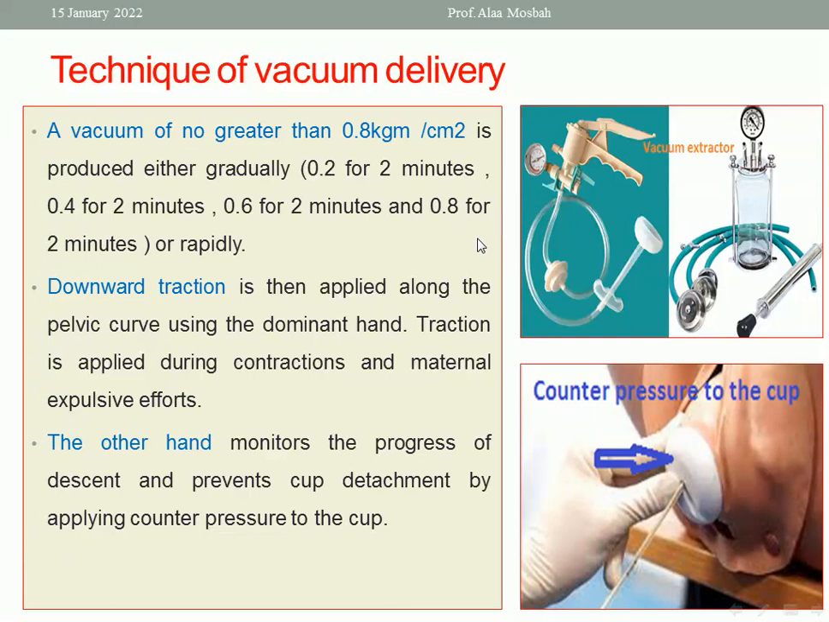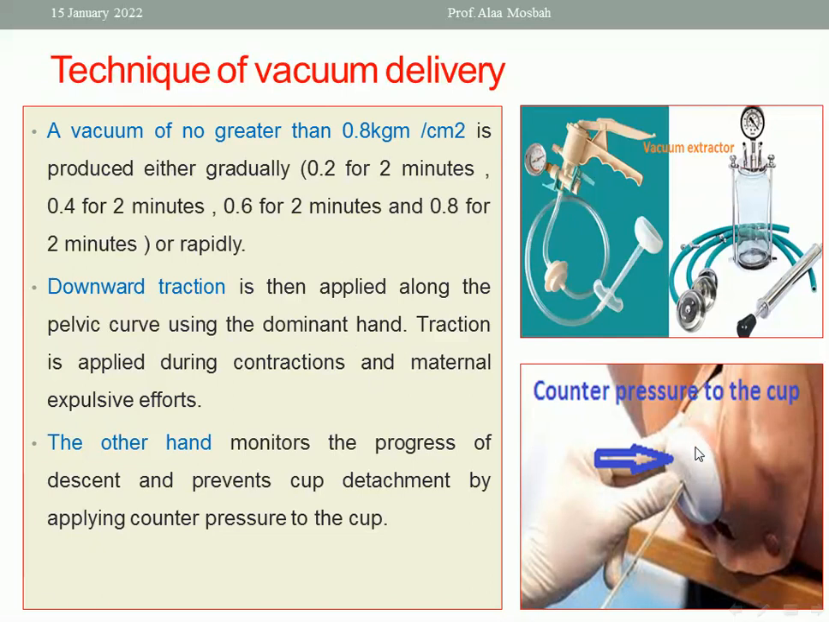Why am I doing this gradual suction? It will cause an artificial caput, which is called chignon, and will help in fixation of the cup to the scalp. Or if I'm in a very emergency situation, there is fetal distress, I can't wait all these minutes, so I'll do the suction rapidly.